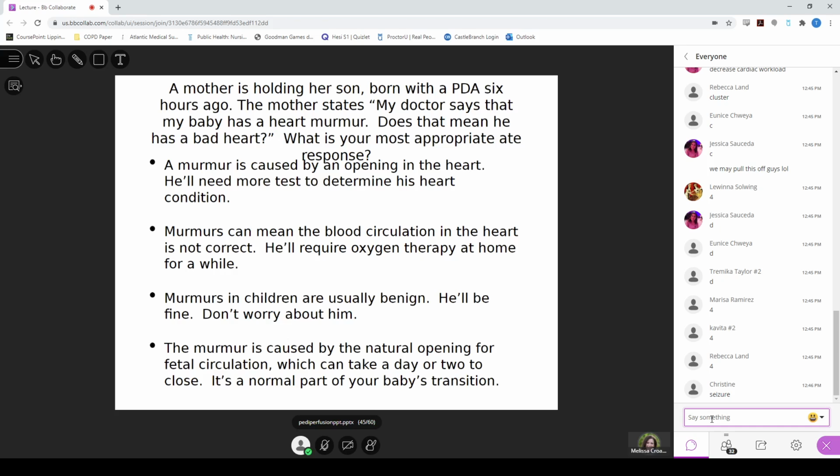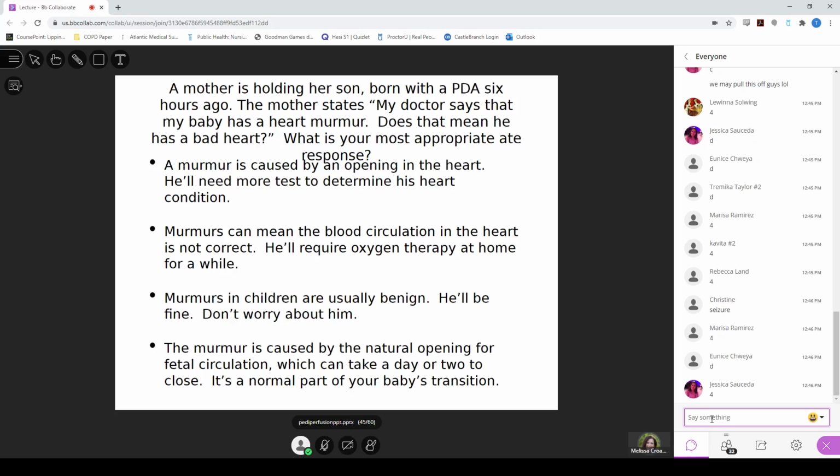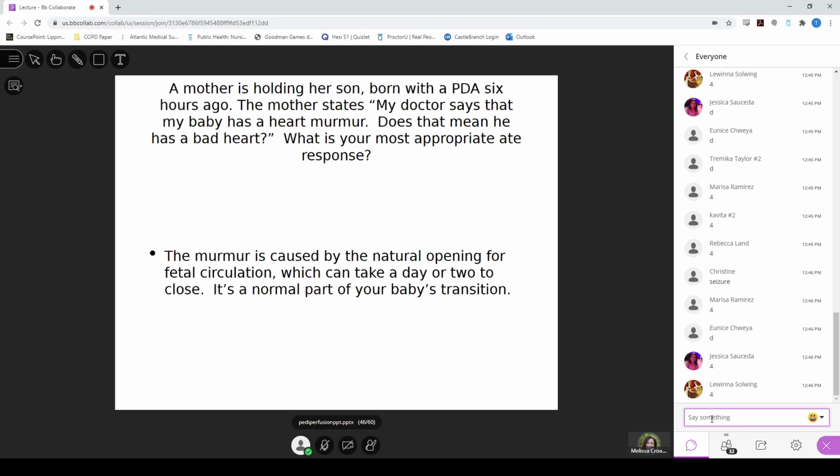Okay. Mother is holding her son born with a PDA 6 hours ago. She states, doctor says that the baby has a heart murmur. Does it mean he has a bad heart? What's your most appropriate response? Good. Yep, it can take a day or two to close. It's part of the normal transition.